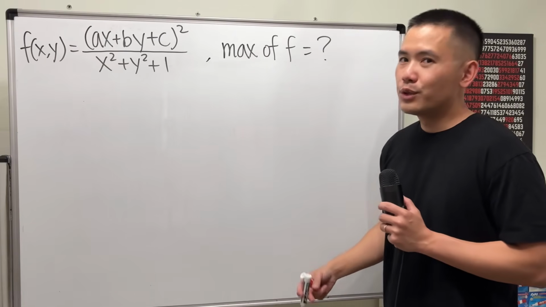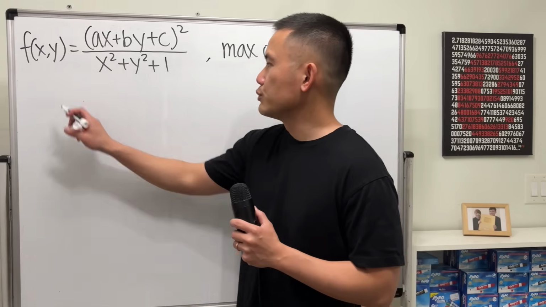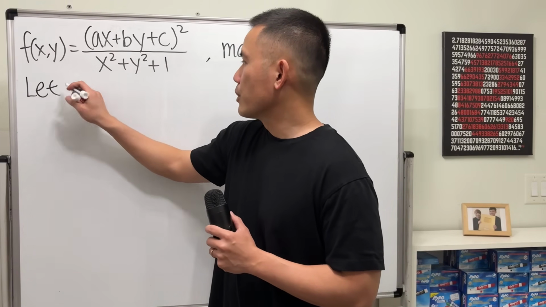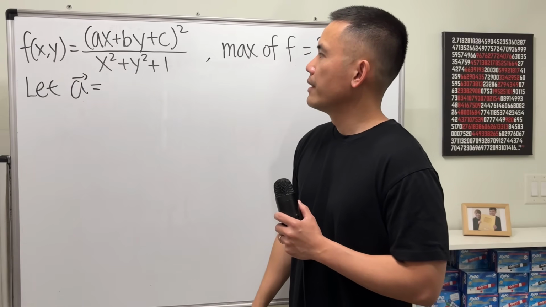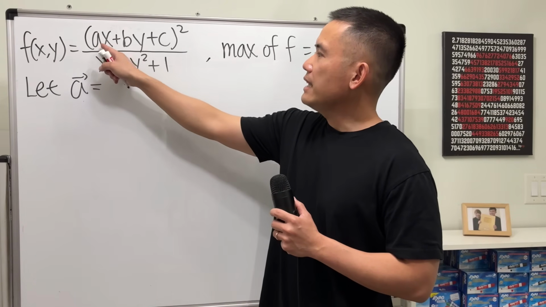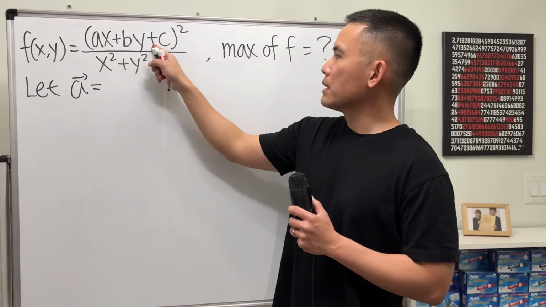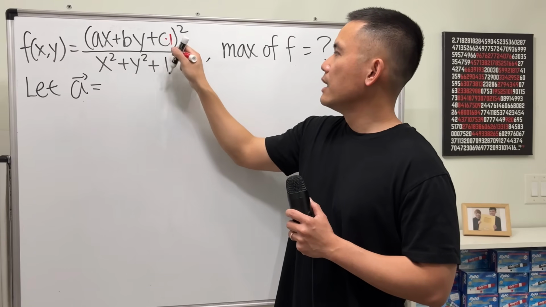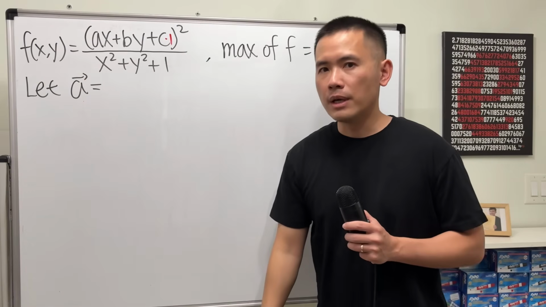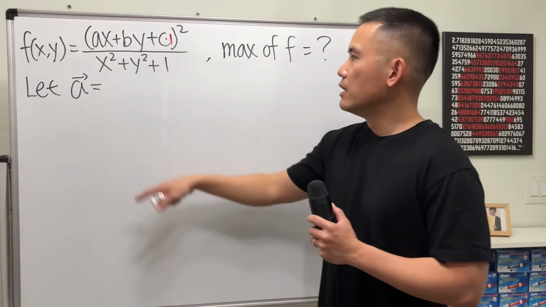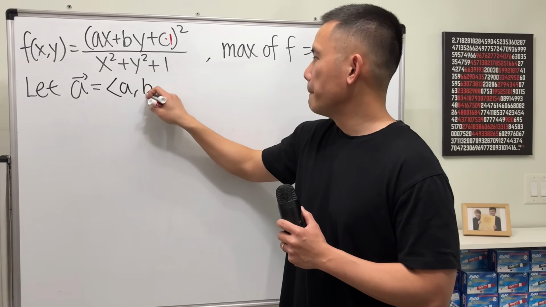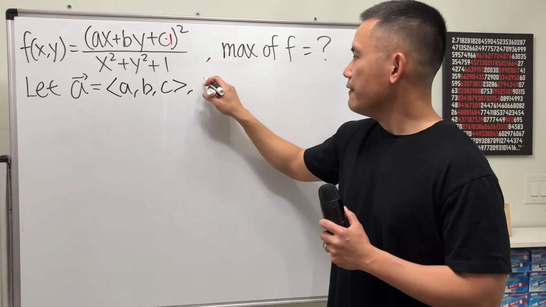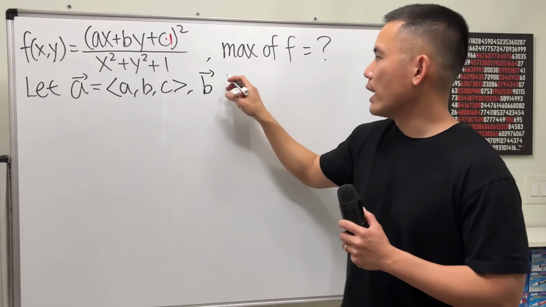First, we need to consider two factors, and each of them should have 3 components. So let my factor A be equal to A times X plus B times Y plus C times 1. The inside here kind of reminds you of the dot product, right? I'm just going to pick up the coefficients for my A: A, B, and C. And then the other factor, I will just have X, Y, and 1.